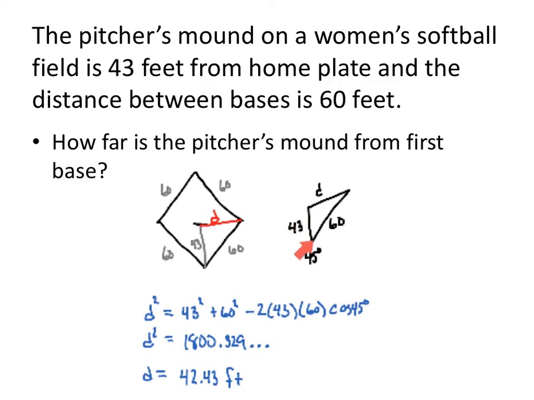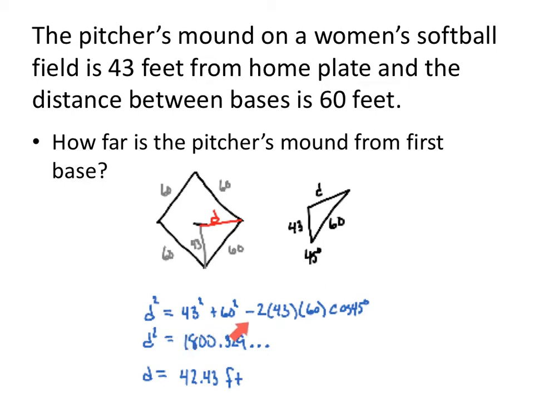All right, so we have 43 as the distance from pitcher's mound to the plate. 60 feet is the distance from home plate to first base. I want to know this distance D, and I have the angle across from it, 45 degrees. That's exactly what I need for the law of cosines. I know that D squared will be 43 squared plus 60 squared minus 2 times 43 times 60 times the cosine of 45 degrees. Given this angle, I find the side across from it using the law of cosines.